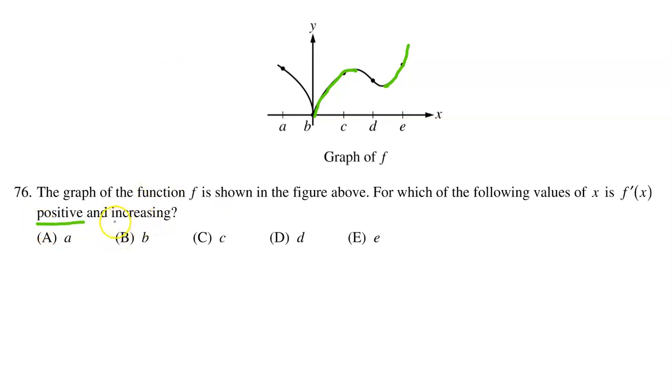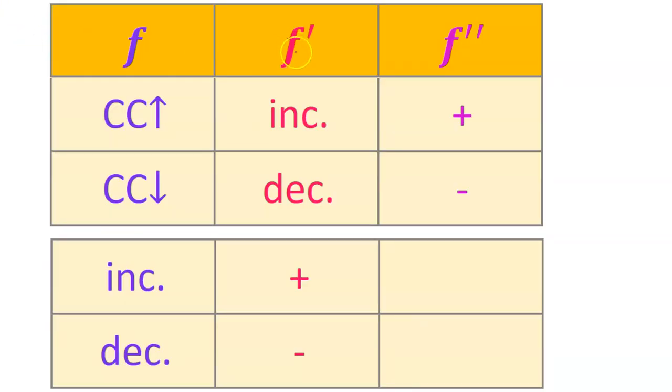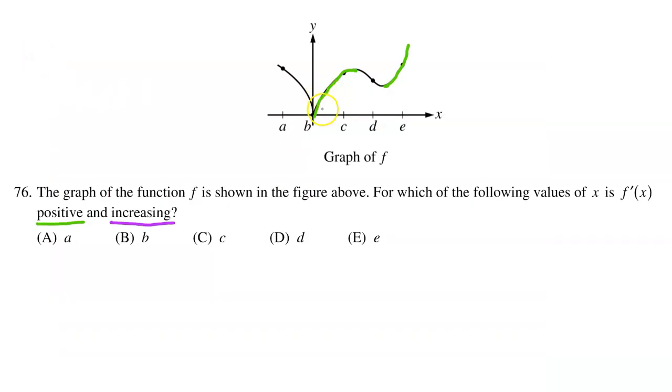Now, where will f prime be increasing? F prime is increasing when the original function f is concave up. We have already narrowed our answer choices down to the highlighted sections of the graph, so which of these two sections is also concave up? Well, this first piece is concave down, while the second piece is concave up. So the answer is going to be point E.